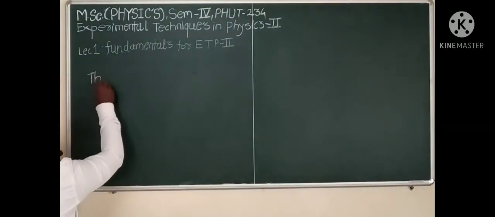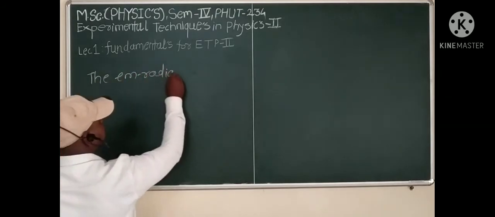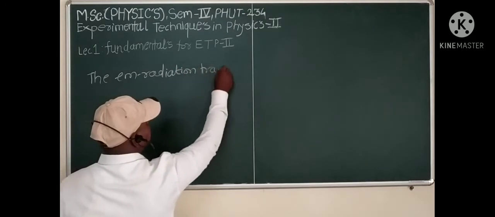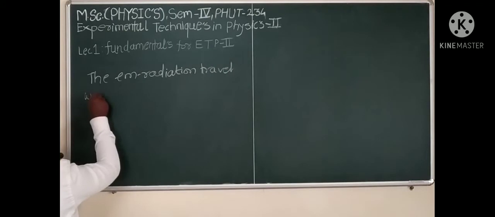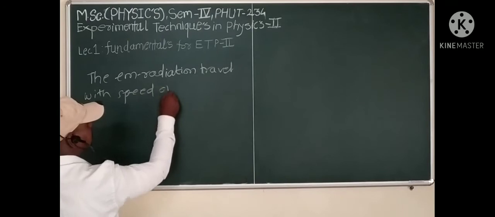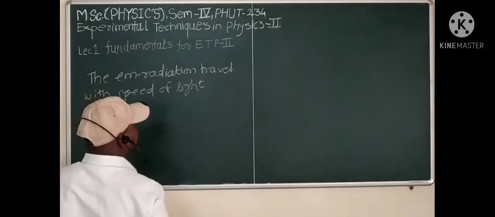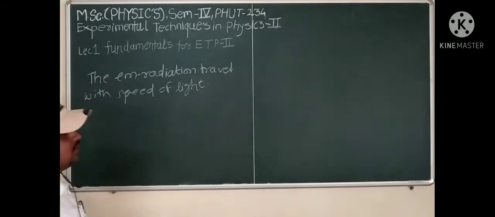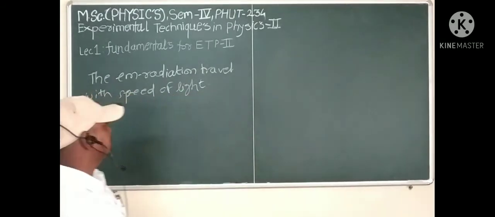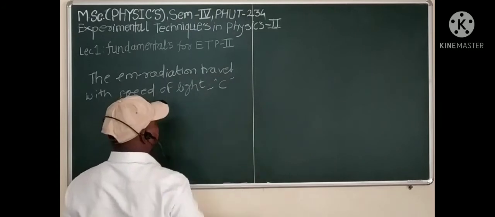The electromagnetic radiation travels with the speed of light. We know this point; in 11th or 12th standard, we learned this. And we represent the speed of light as c.